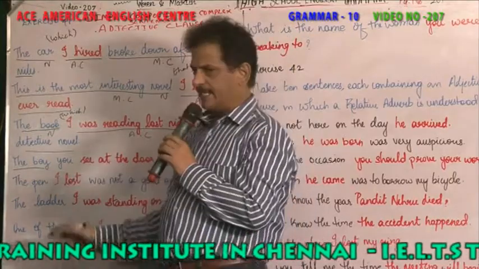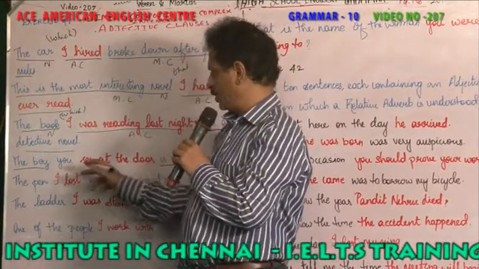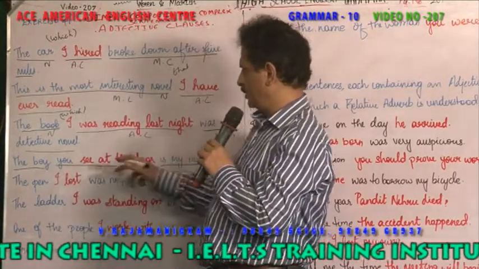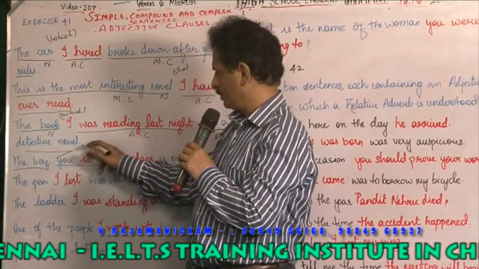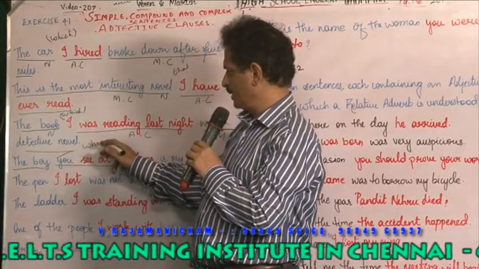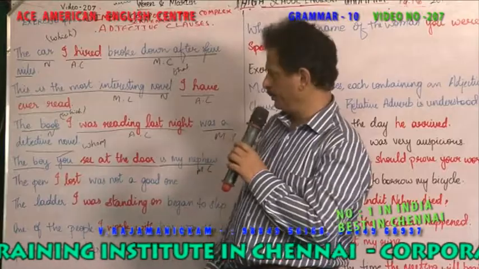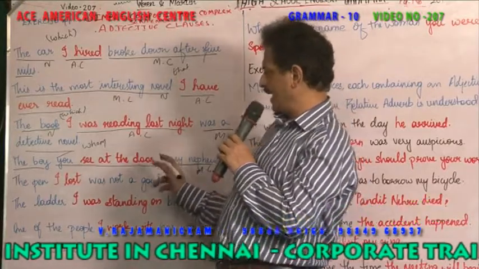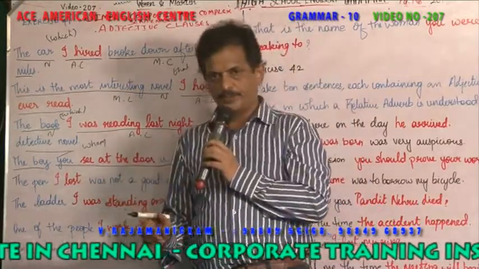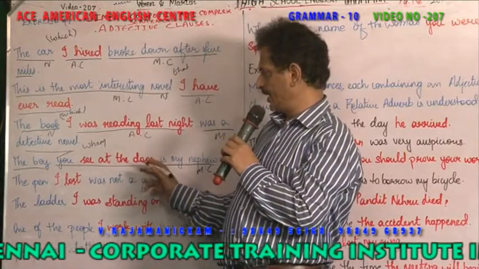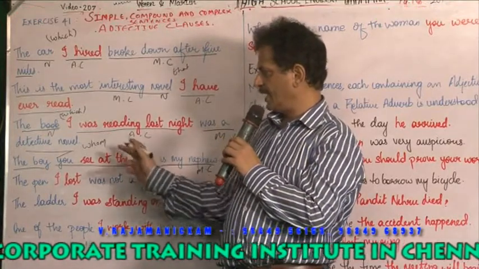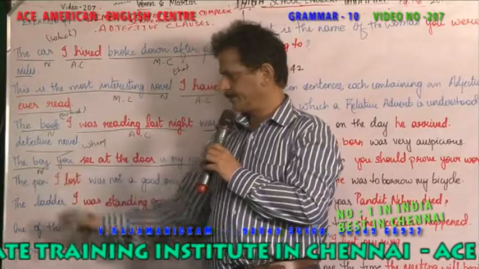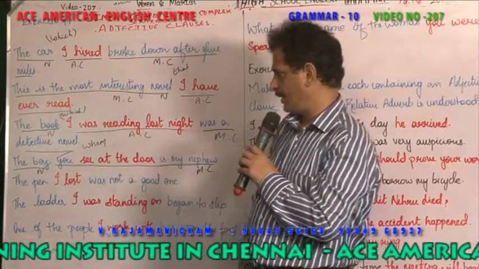So, which boy is he? You see at the door. The boy whom you see at the door. The whom is hidden here, relative pronoun. The boy whom you see at the door is my nephew. So, here you see at the door qualifies the noun boy. So, it is an adjective clause.